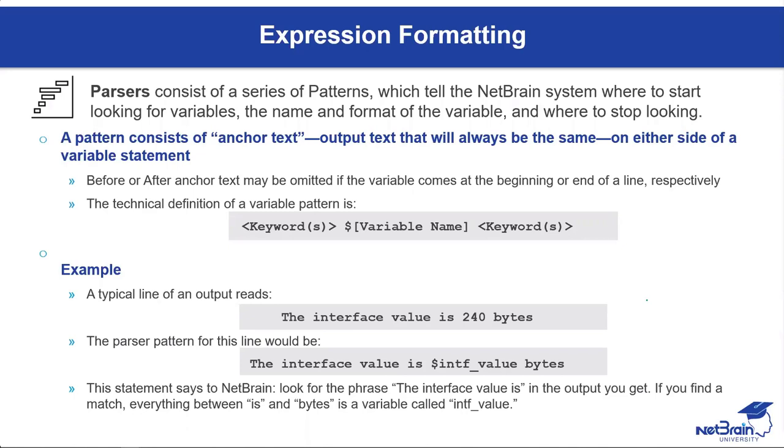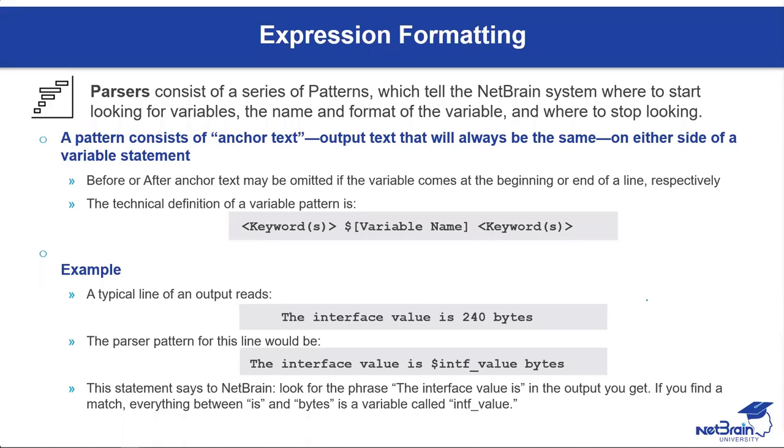So keywords are text within the output that is not going to change. And when I say that, it's not going to change between one iteration of the output and the next, and it's also not going to change between one device and the next of the same operating system, of course. So that's the pattern that NetBrain's going to be looking for.